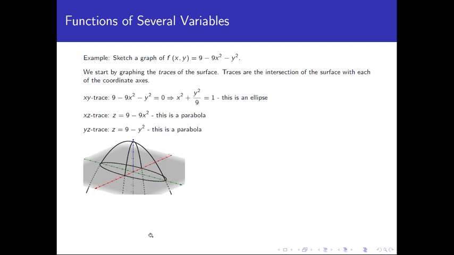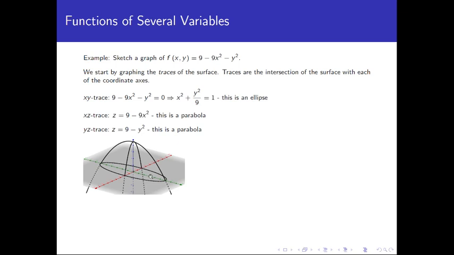All right, so we graph those traces. Here's the ellipse in the xy plane. Here's the parabola in the xz plane. And here's the parabola in the yz plane. Notice that the parabola in the xz plane is steeper, right? Because it's got that 9 on the x squared. So it's steeper for the x direction than the y direction as far as the parabola goes. These are downward facing parabolas and they cross the z-axis at 9. That's how I knew to draw them this way.